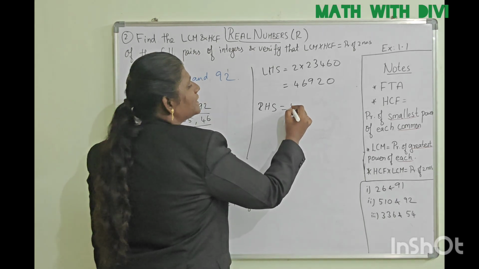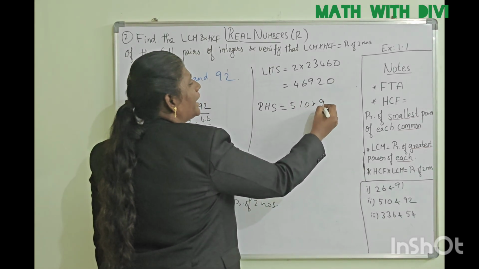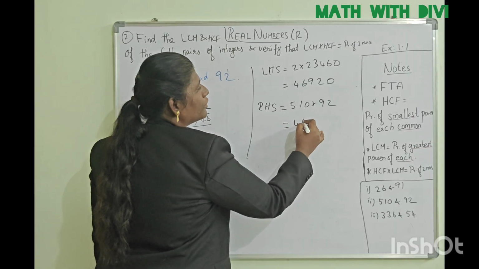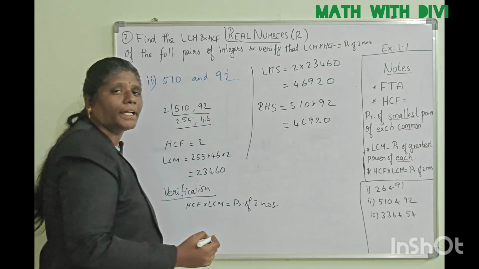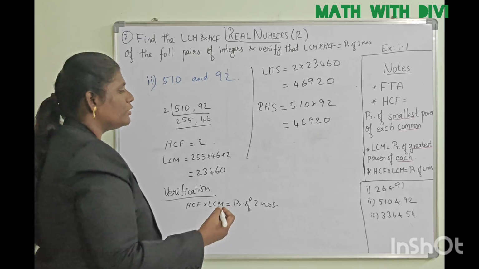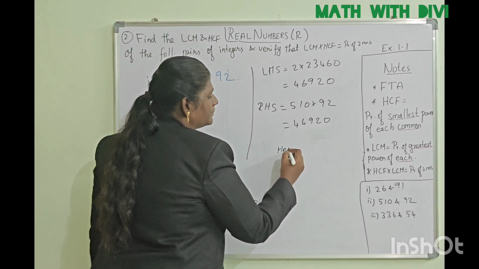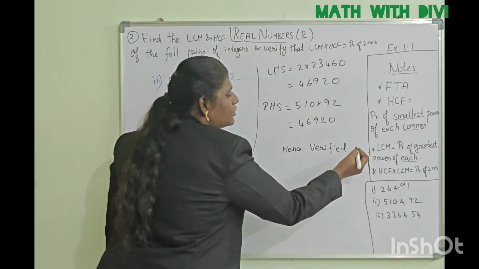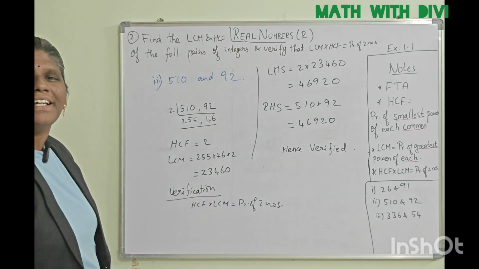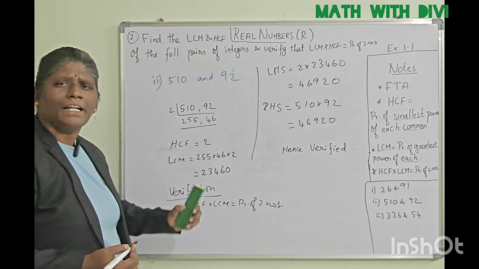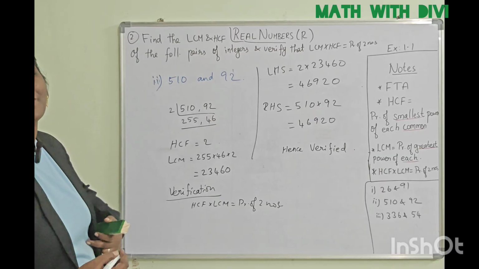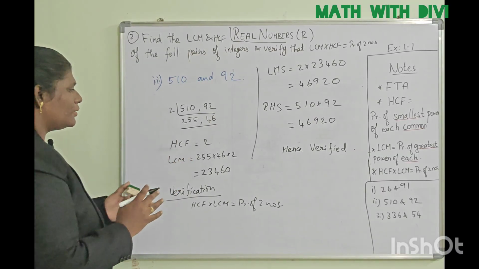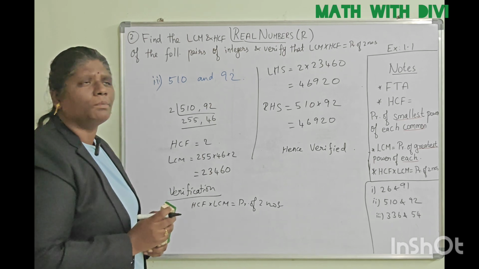Next one, RHS is equal to product of two numbers. What are the given numbers? 510 into 92. If we multiply 510 into 92, it is also 46920. Okay. So LHS is equal to RHS, hence verified. This is how we have to submit the answer. If you do it like this, with proper steps, no teacher will cut your marks and you can score good marks, right?